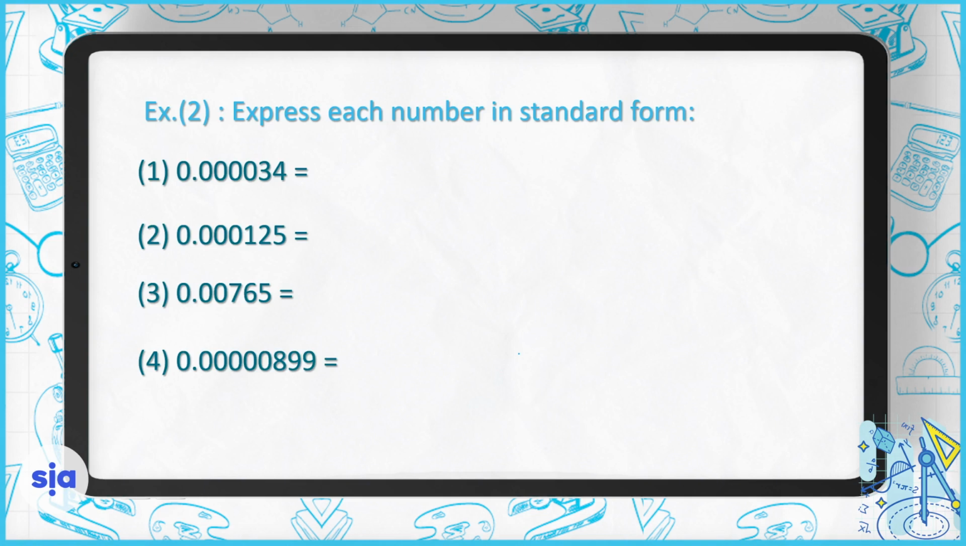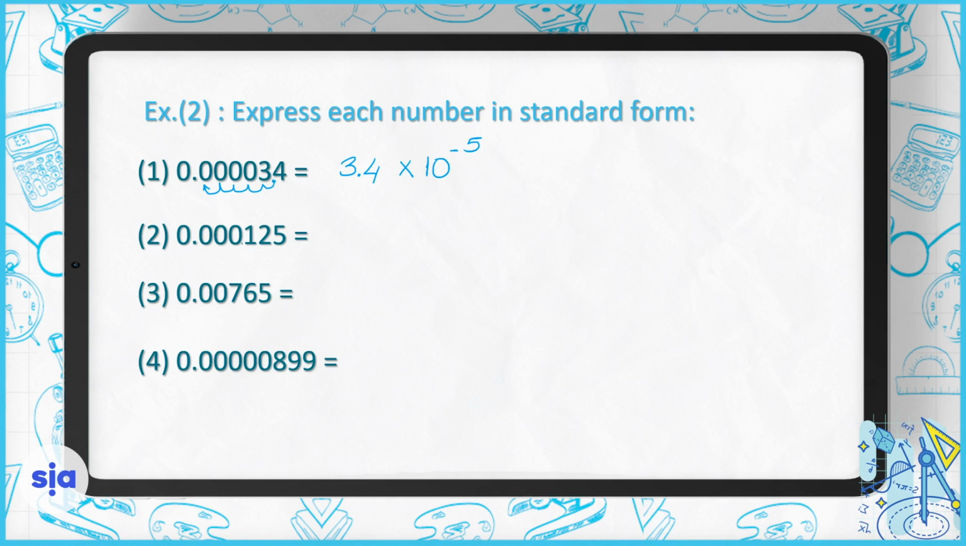Let's now go to exercise number 2. In this exercise, we're doing the same thing. We're going to write the numbers without zeros. So it's 34 times 10 to the power of something. If you put the decimal point in here, we're going to go left. 1, 2, 3, 4, 5. So if you go left, it's to the power of negative 5.